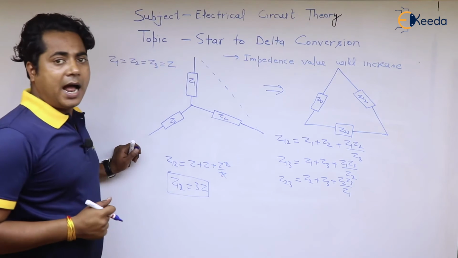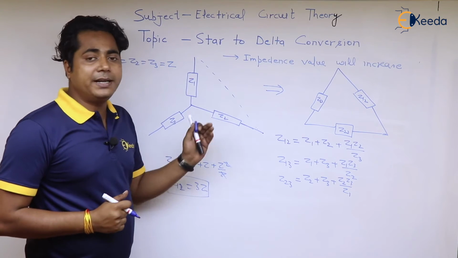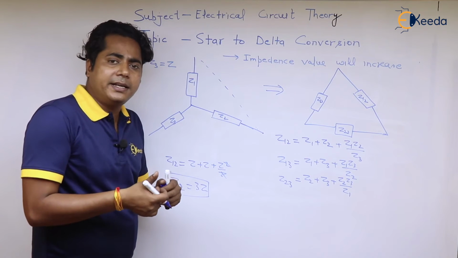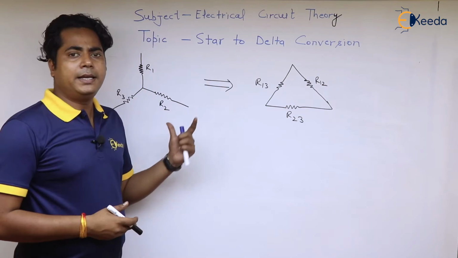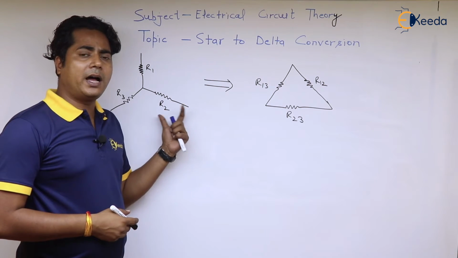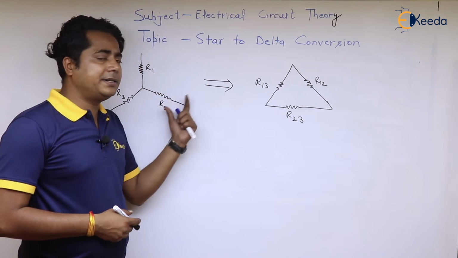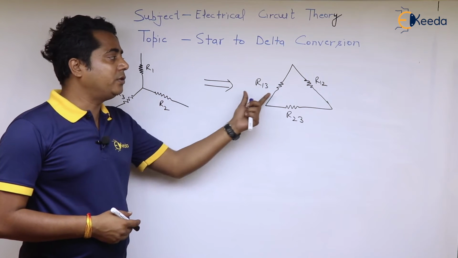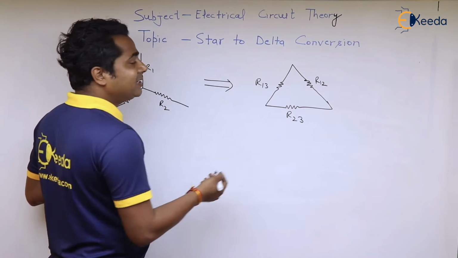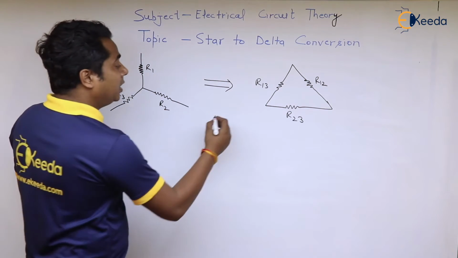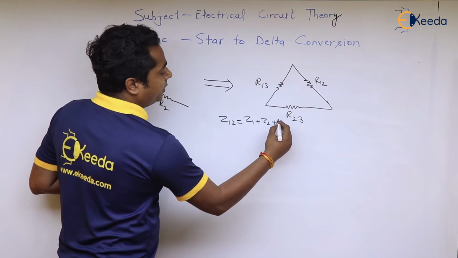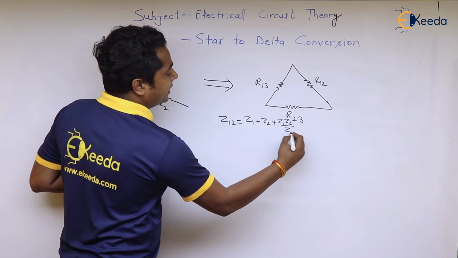Here I represented in terms of impedance. Now we are going to see in terms of resistance, inductance and capacitance one by one. Here we are taking three resistances R1, R2 and R3, and these three are connected in star and we are converting from star to delta correspondingly. Then what will be the value of R12? Let us remember the formula of impedance. What was the value of Z12? Z12 is equal to Z1 plus Z2 plus Z1 Z2 upon Z3.